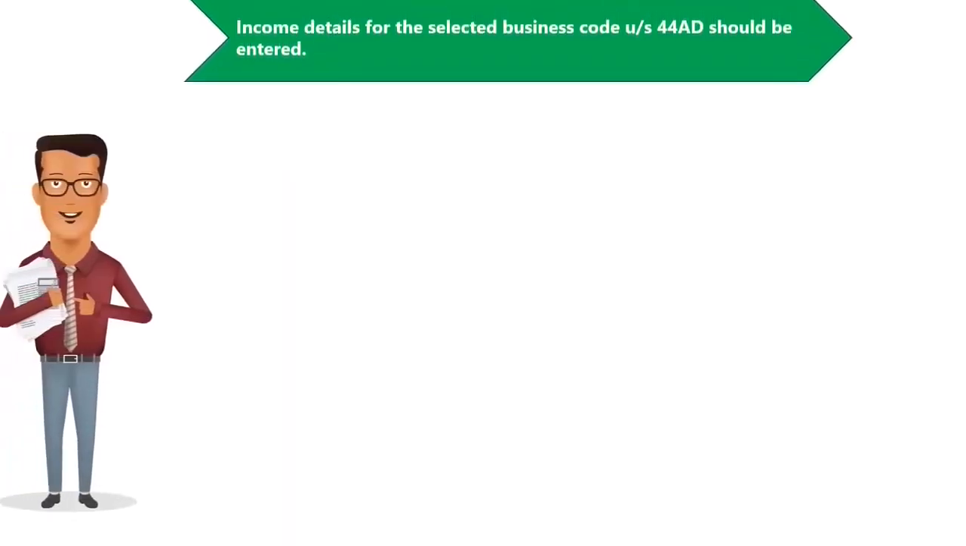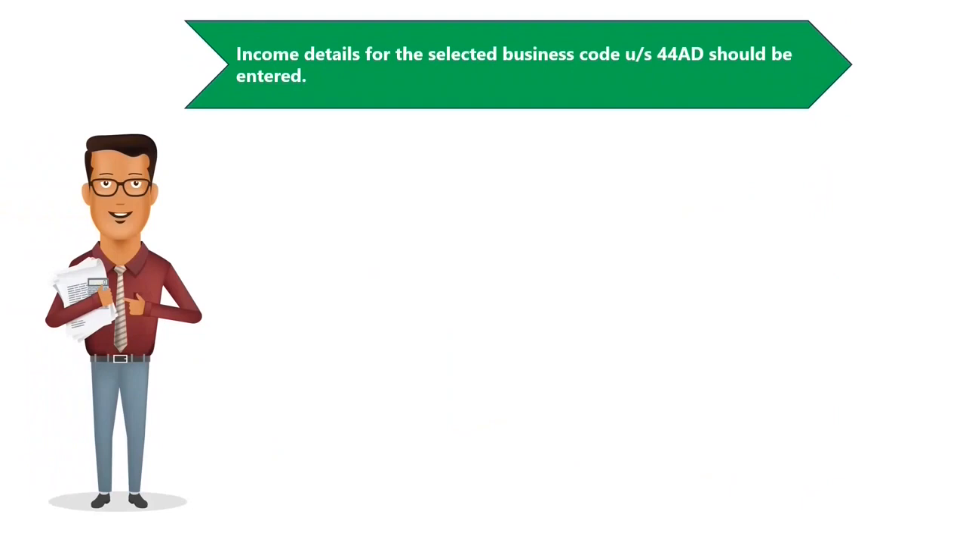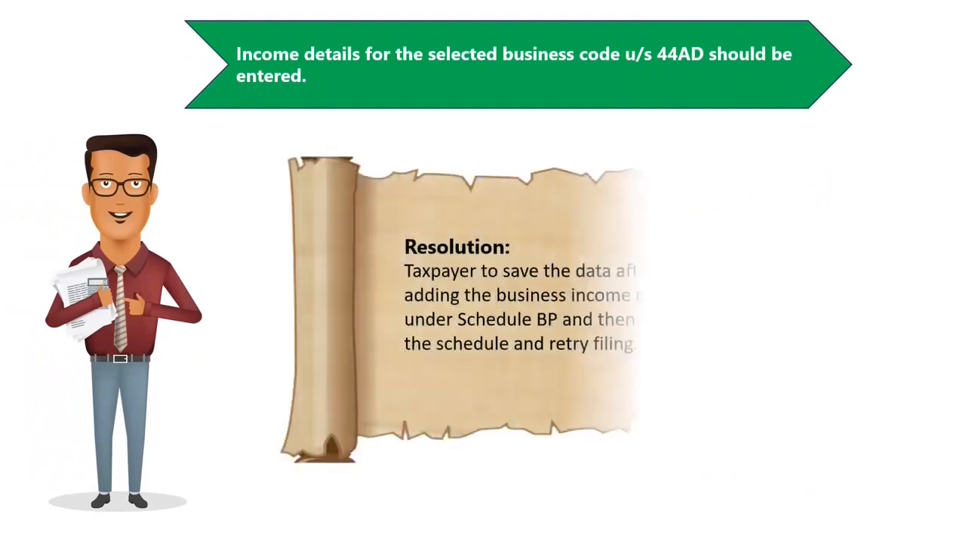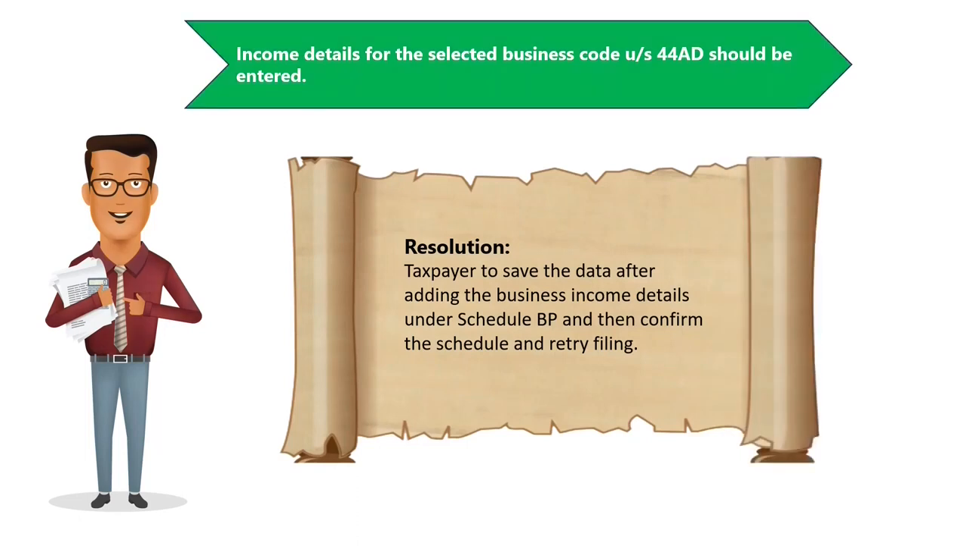If you are getting an error that income details for selected business code under section 44AD should be entered, please remember to save the data after adding the business income details under schedule BP and then confirm the schedule and retry filing your income tax return.